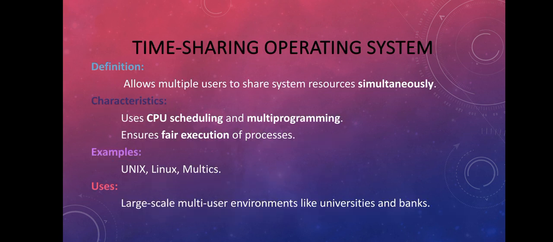Then time sharing. Ever wondered how multiple users can work on a single system at once? A time-sharing OS allows multiple people to share the system's resources efficiently. It works on the concept of CPU scheduling. Examples are Unix, Linux, and Multics. It is used in large-scale multi-user environments like universities and banks.